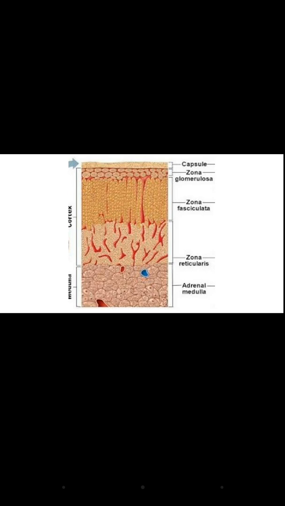This image shows the adrenal cortex and the adrenal medulla. There is the layer of connective tissue which is the capsule. Then zona glomerulosa, where the cells are spherical. Then zona fasciculata, which covers most of the part. Then zona reticularis, and then the adrenal medulla.